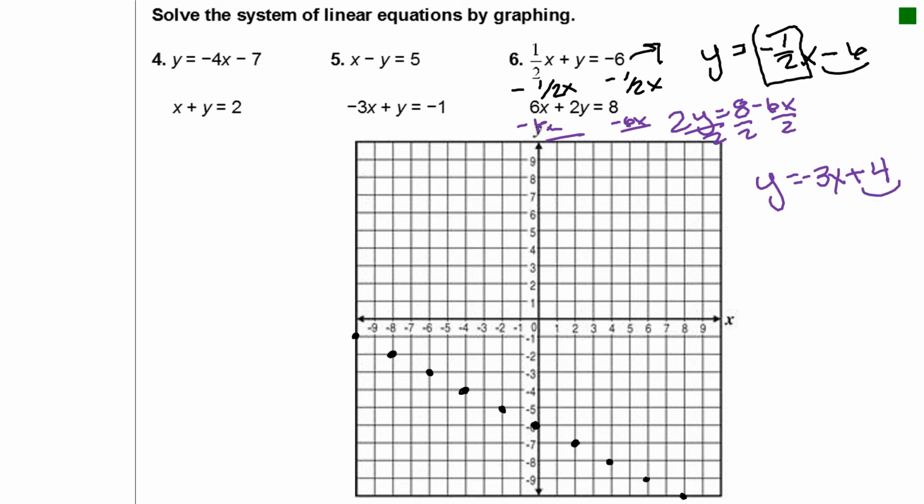Intercept is positive 4, down 3, right 1. 1, 2, 3, 1. That's where they cross. The same color, the different colors. 4, -8 is the solution.